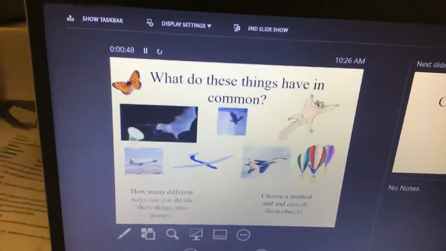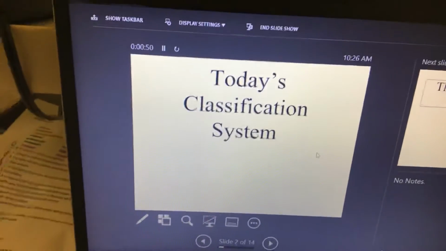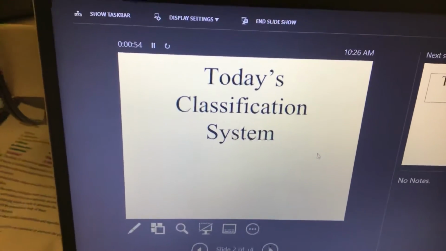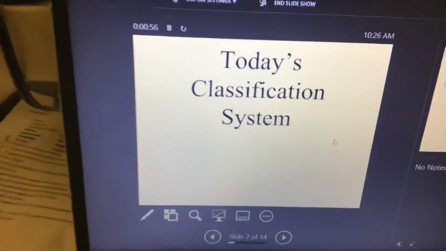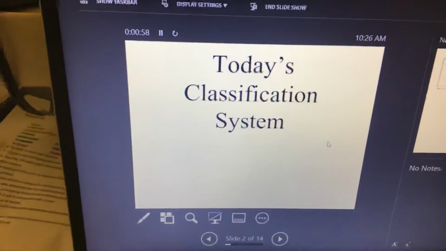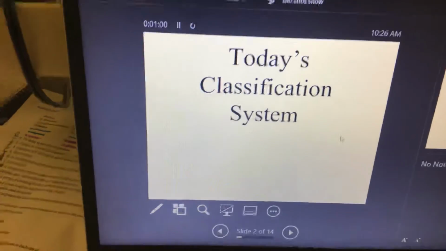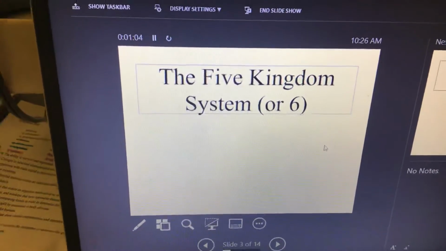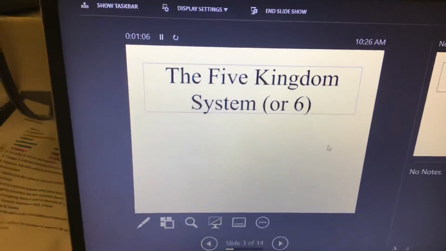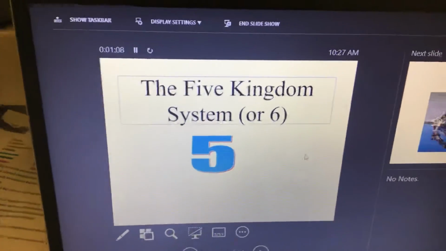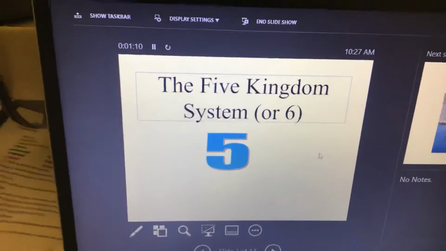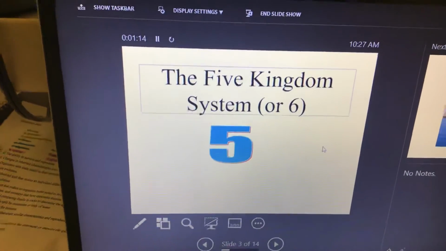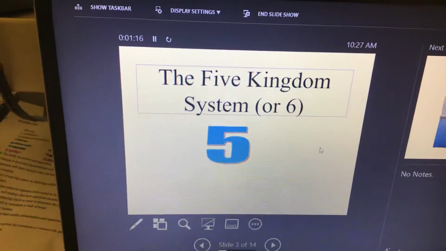That's classifying things. Go ahead and write this down. Today's classification system. We're going to normally talk about, and write this down, the 5-kingdom classification system. Sometimes we see 6, but we're going to go with 5. So the 5-kingdom system.